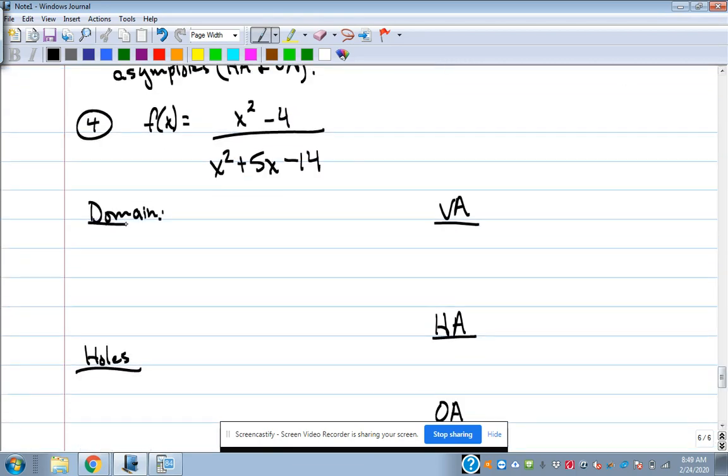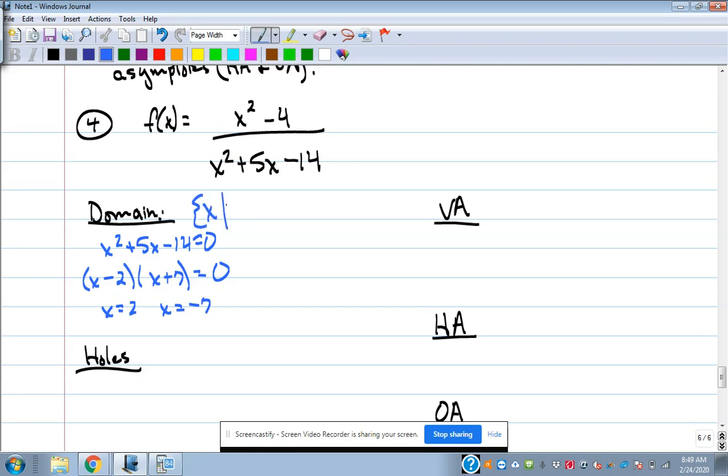All right, so let's start with the domain. How do we do that? Factor the denominator, x squared plus 5x minus 14. What are my factors? So that'd be x equals 2, x equals -7. So our domain, x does not equal -7 or 2.